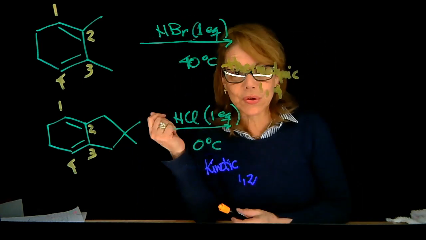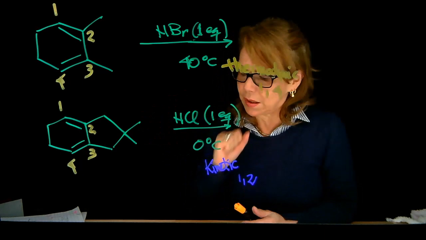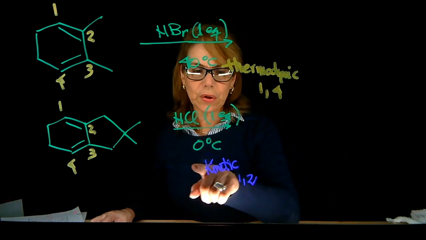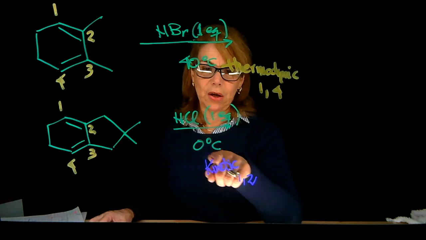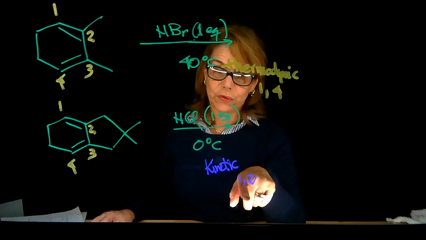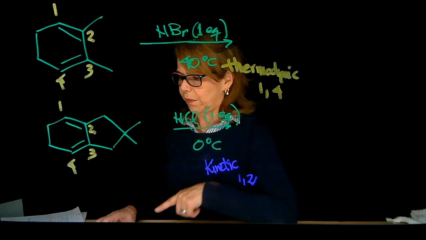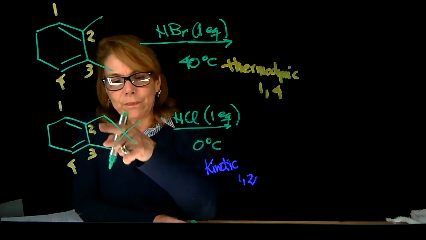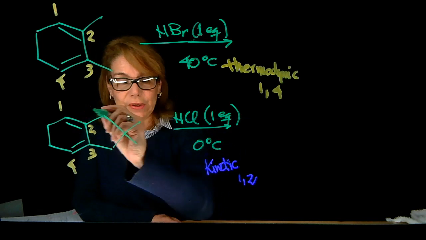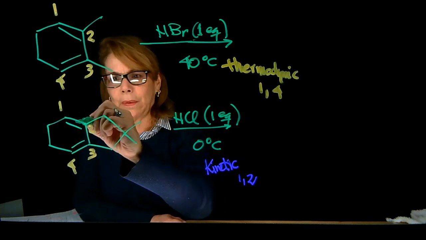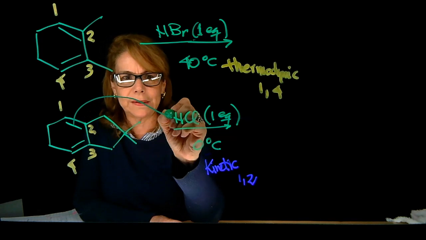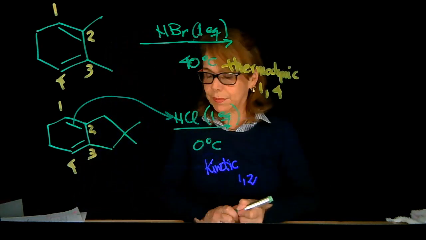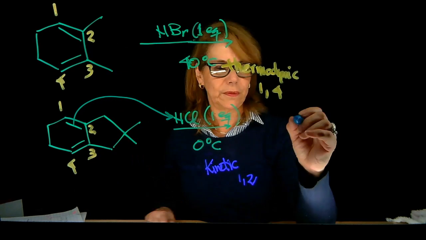So when it comes to drawing and predicting products, this is what we'll be looking at. The temperature is 0, so it is kinetic control. I'm drawing the 1,2 addition product. Following the rules that we have learned before, if I am doing the addition here, it is Markovnikov, so H is going to go onto the least substituted carbon. So I'm drawing, let's do that.